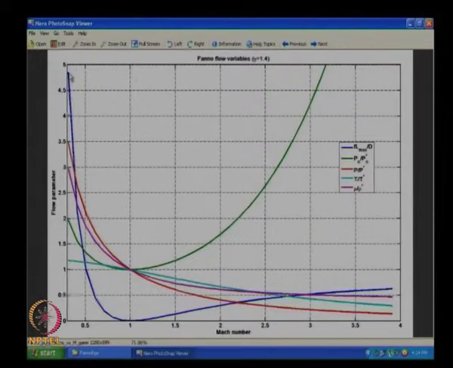What we are seeing is it is something very high at very low Mach number, and then that value drops drastically to 0 at M equal to 1, and then it goes back up again when the Mach number is higher than 1. We know that if my Mach number is more than 1, the flow wants to go towards M equal to 1. If my Mach number is less than 1, it wants to go towards M equal to 1. Always the flow wants to go towards M equal to 1. Remember that.